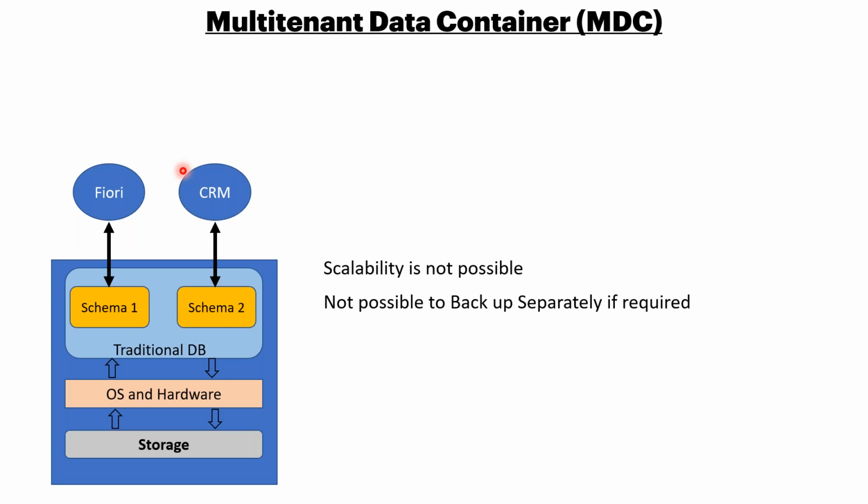It is not possible to back these up separately. If I want to take a hard backup or a snapshot of Fiori, I cannot do that without taking a snapshot for CRM. When I say snapshot, it's a basis terminology where you take the entire setup as is and keep it as a reference, and it can be reused later. So that's a snapshot for your information. I cannot do that when you have the same database with two different applications. So it is not scalable, and it is not possible to take a backup separately.